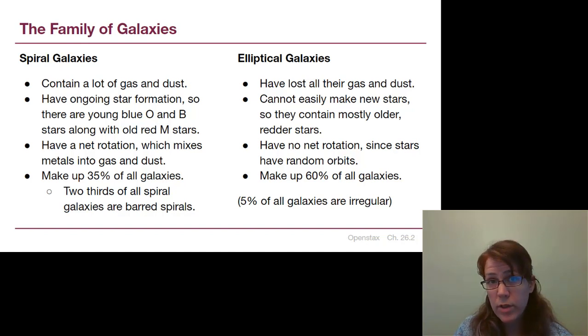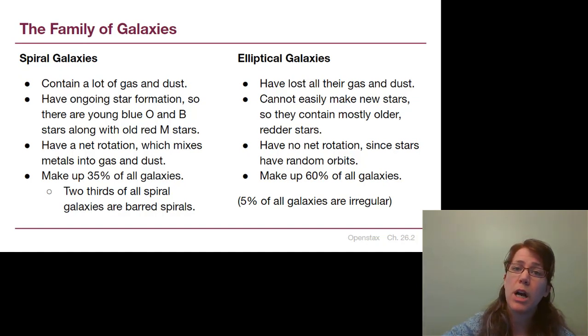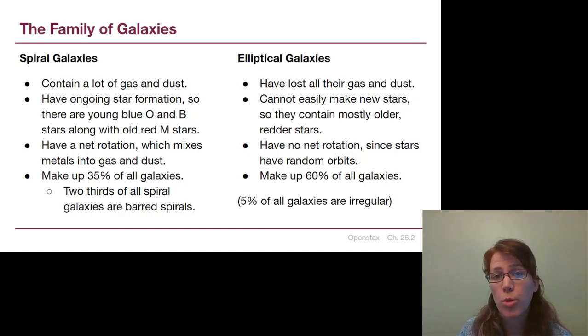Elliptical galaxies don't have a net rotation. It's all random orbits all over the place, and about 60% of all galaxies are ellipticals. And as we continue forward in time, we're going to be seeing more and more elliptical galaxies. We'll talk about that in just a little bit.